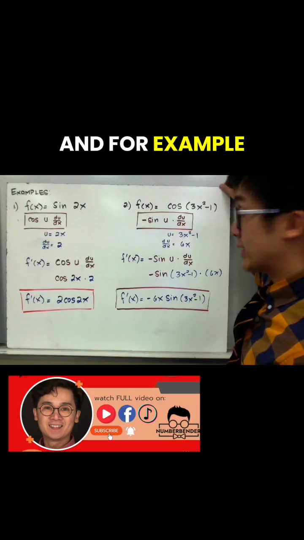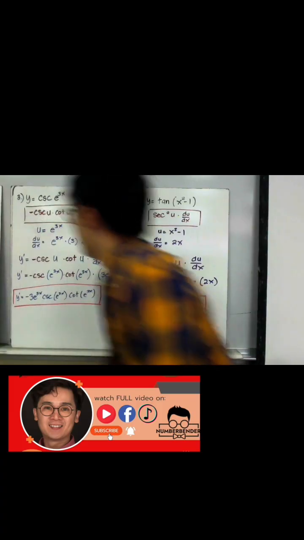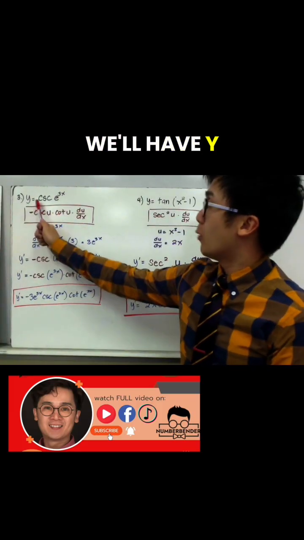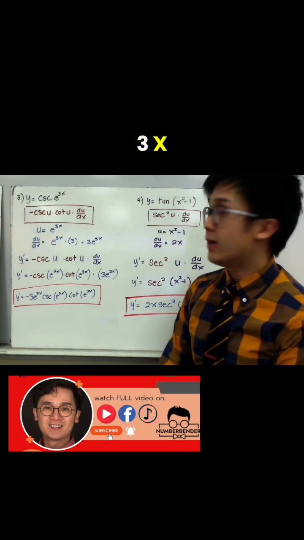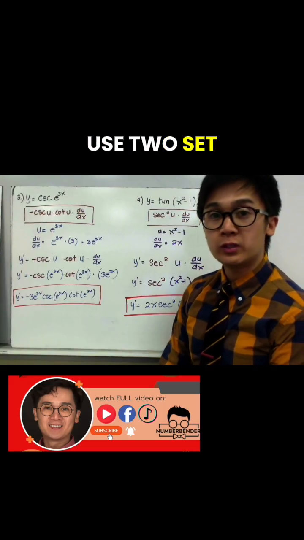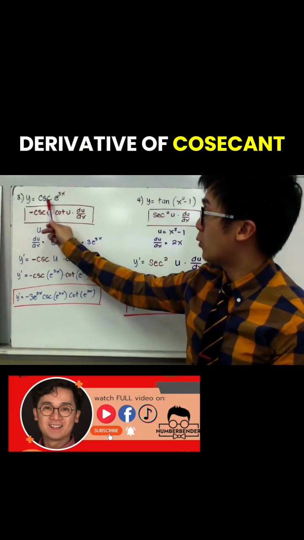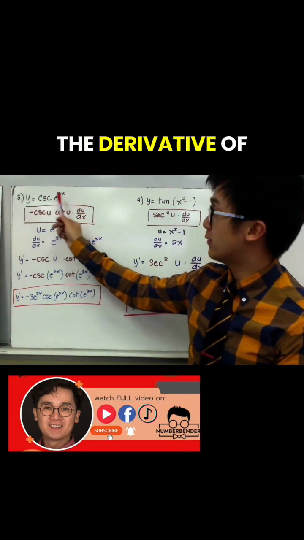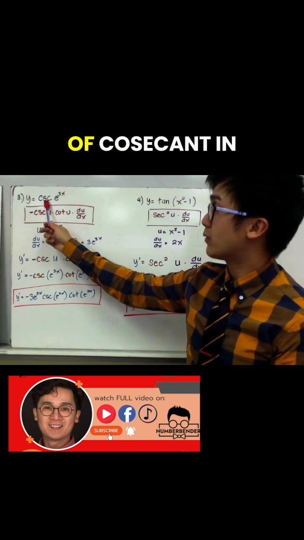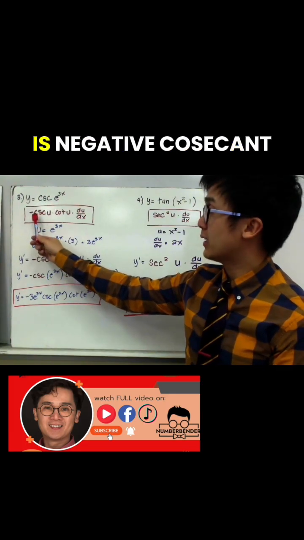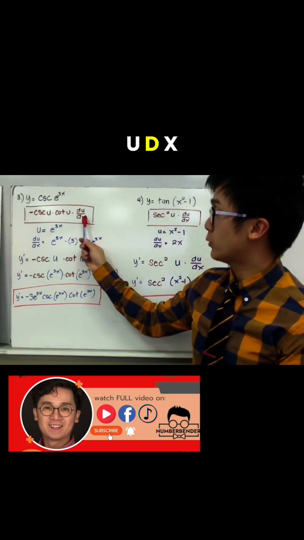And for example number 3, we'll have y equal to cosecant of e raised to 3x. Here we're going to use two sets of rules in finding the derivative of y. One is the derivative of cosecant, and the other one is the derivative of e to the u, or e raised to 3x. So the derivative of cosecant in our formula sheet is negative cosecant u times cotangent u times du dx.